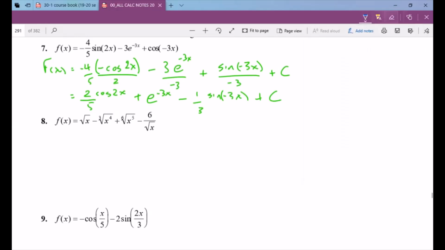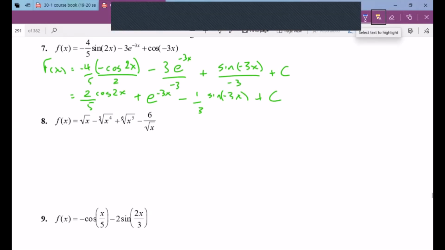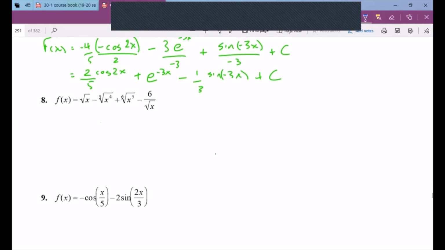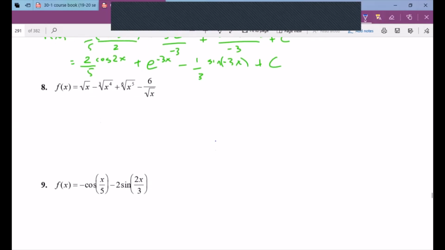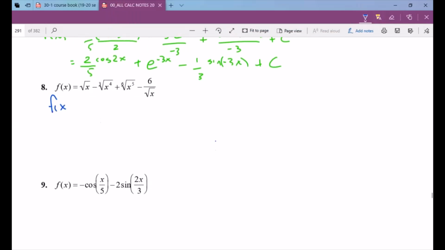Okay. In this next one, as these continue to get a little bit more interesting each step, root x plus cube root of x to the 4 plus 6th root of x to the 5, and so on. Probably a good idea as a first step to just write these as powers. Just write these in exponent form. This is x to the 1/2 minus x to the 4/3, x to the 5/6 minus 6x to the negative.